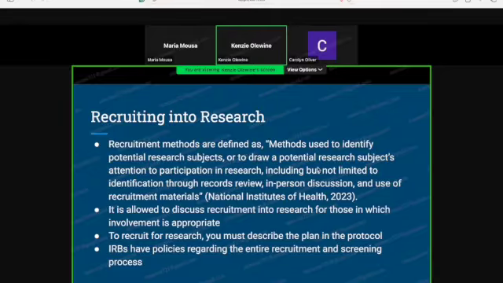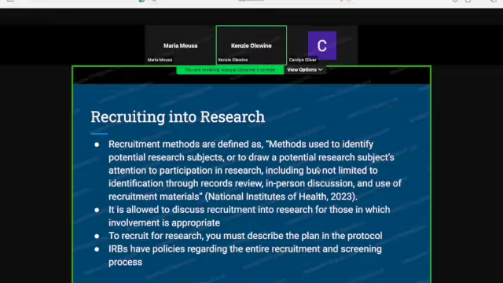Recruitment methods are defined as methods used to identify potential research subjects or to draw potential research subjects' attention to participation in research, including but not limited to identification through records review, in-person discussion, and the use of recruitment materials. Recruitment into research is for those in which involvement is appropriate.